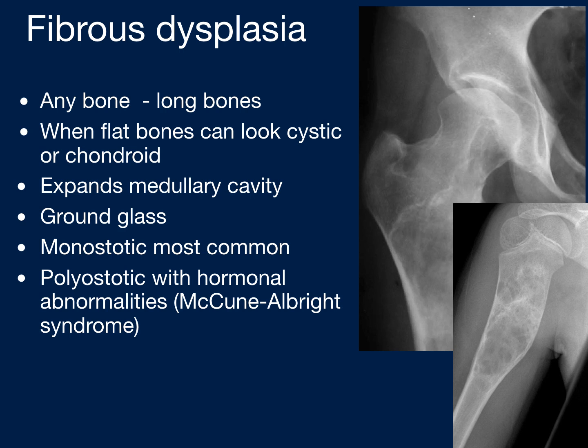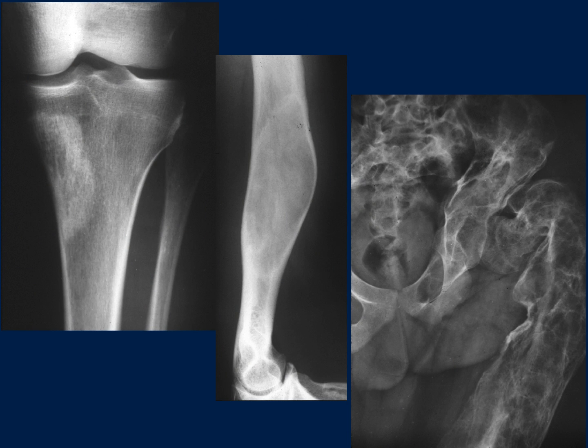Another example showing an expanded appearance. Here are some examples of different appearances of fibrous dysplasia. The one on the right is the polyostotic form, and this tends to be on one side of the body.